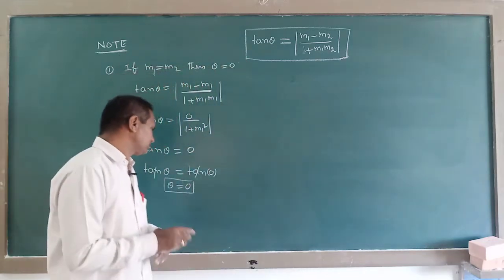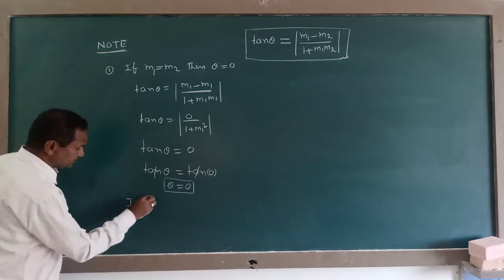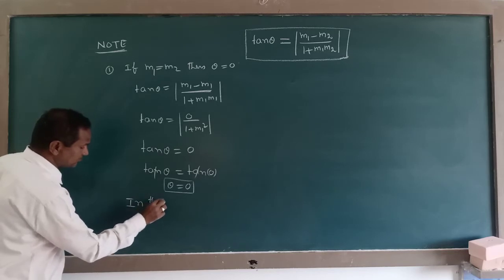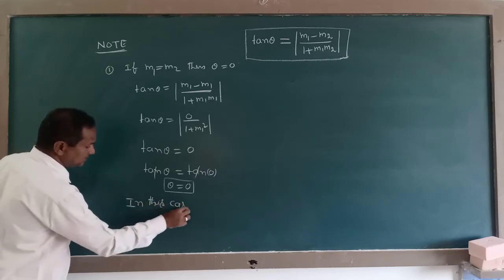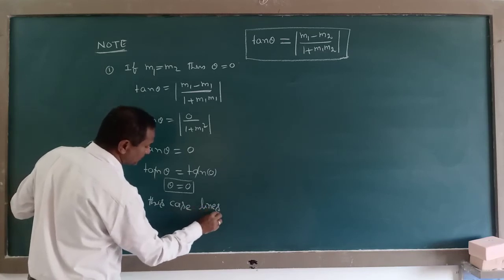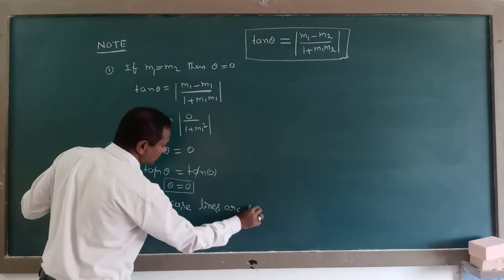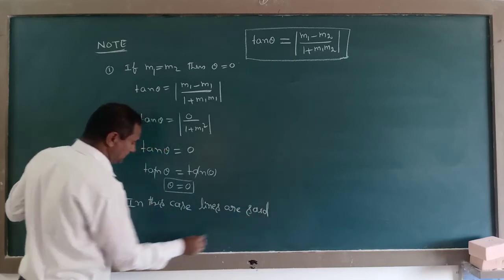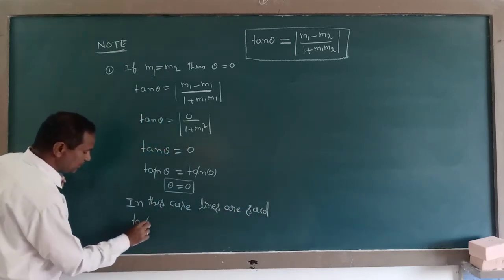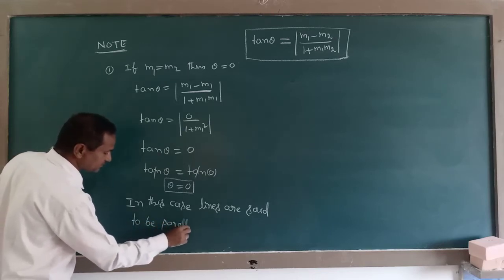See here, in this case, lines are said to be parallel lines or coincident lines.